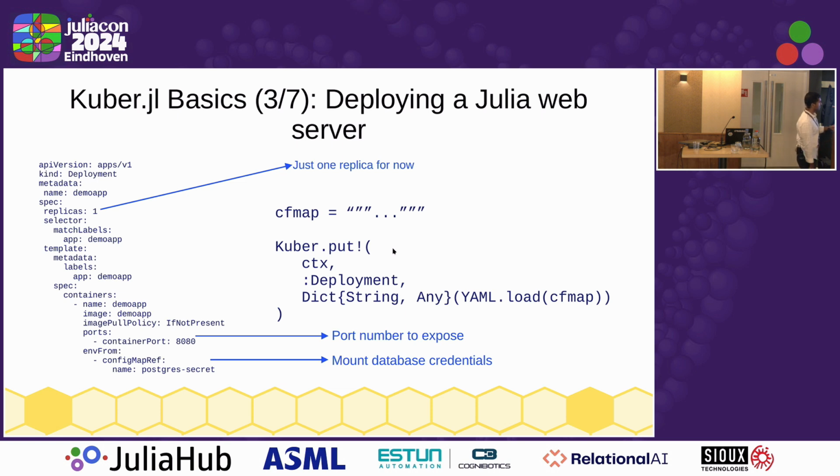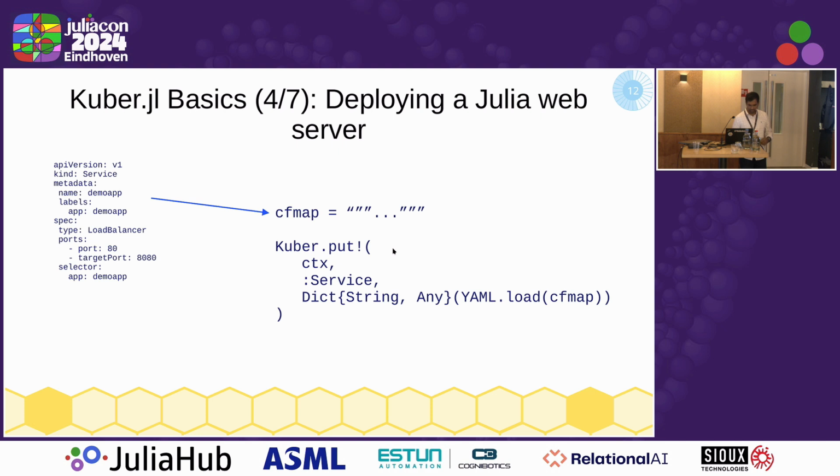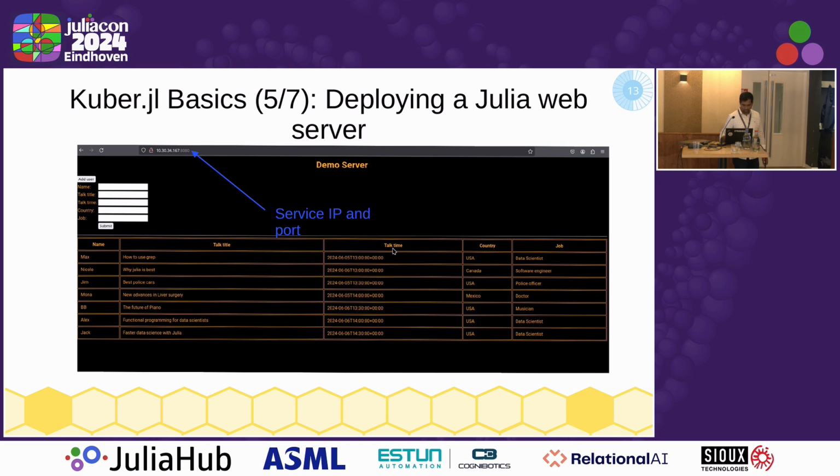So once again, it's the same API. It's just put with exclamation, but you have to mention that it's a deployment there. And moving on, the final piece is the load balancer to expose this API outside of Kubernetes. So here we just say, take the port 8080 of your container and map it to port 80, which is a standard HTTP port. And once again, the same API, but you mention service. And when you do that much, you get your web application running.